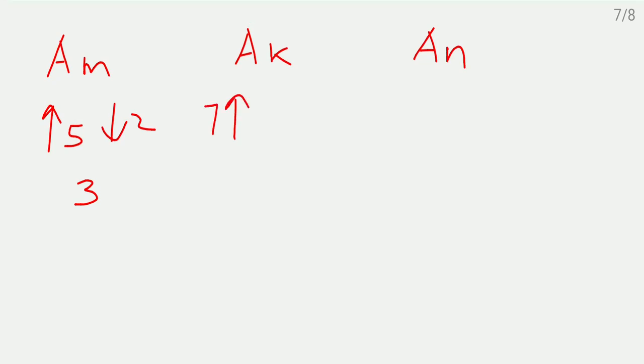Amar. This is Akbar here. And this is Anthony here. So Amar goes 5 steps up and 2 steps down. That means in one go he is going 3 steps up. Okay. Akbar is going 7 steps up and coming down 2 steps. That means in one go 5 steps he is going up.